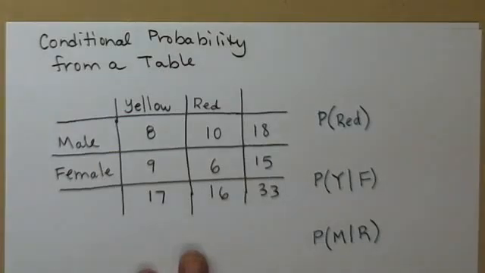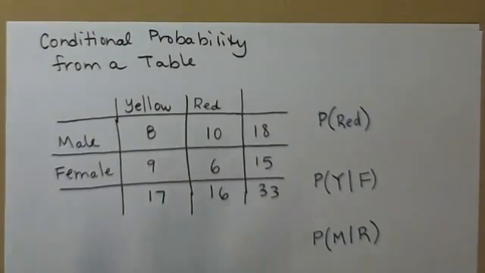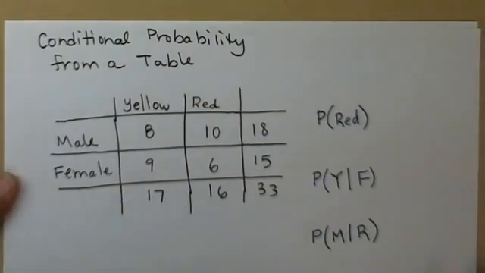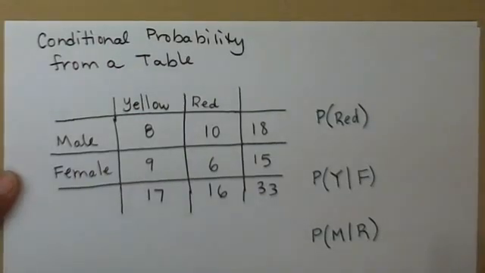So another way that conditional probability questions come up is with a table that's given. I just made up some numbers here. Let's say I find some people and I make them choose what their favorite color is between yellow and red. And these are the results.